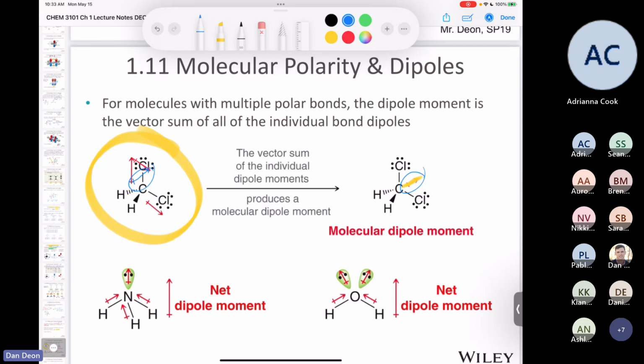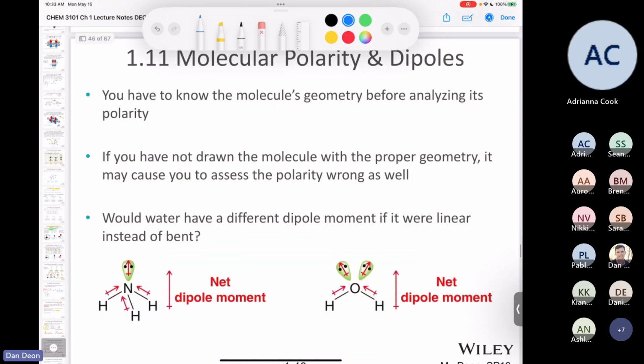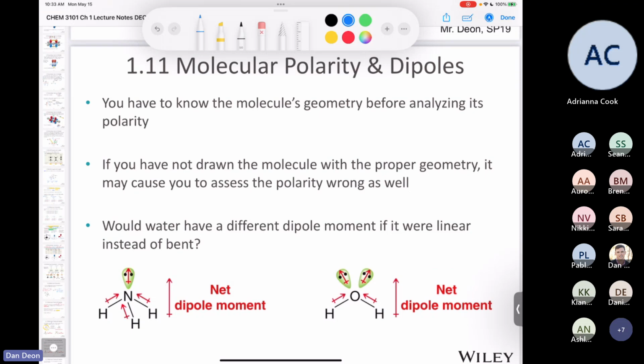But the idea is if you imagine something pulling in this direction and then something pulling in this direction, well, overall, it's going to pull in that direction. So you've got to be able to add vectors together in your mind a little bit to get a net dipole moment. So you can see the net dipole moment in something like ammonia or the water molecule that we have on the bottom right here. In order to determine whether a molecule is going to be polar or not, you've got to be able to unequivocally say what its molecular geometry is, right?